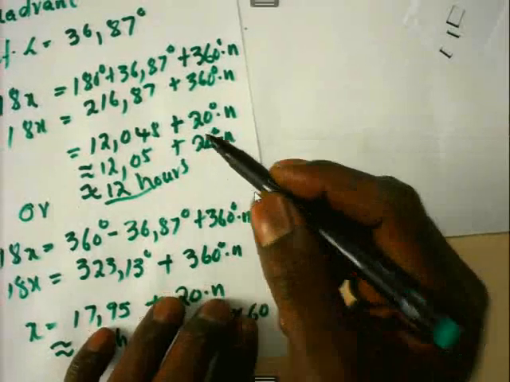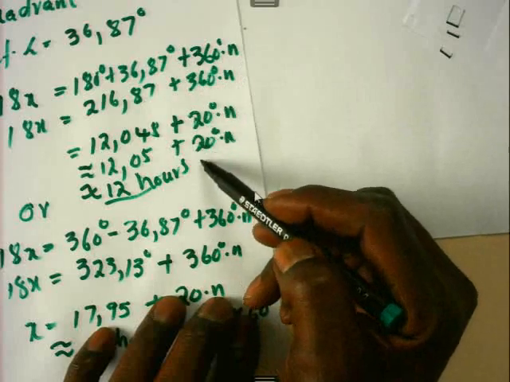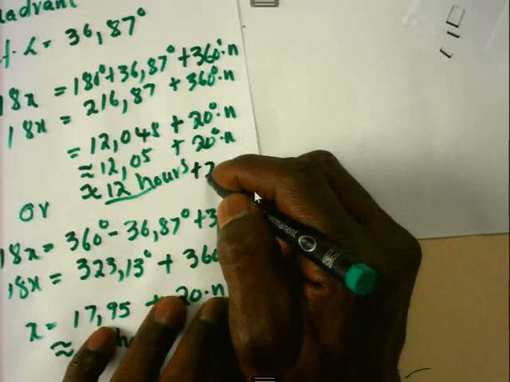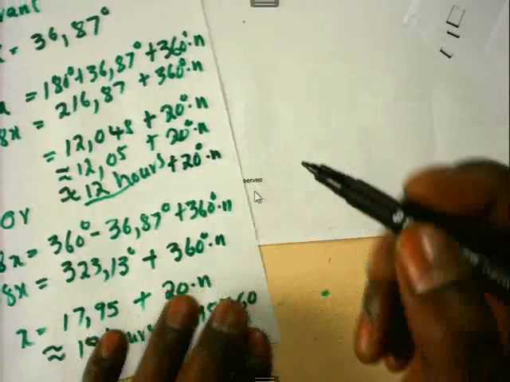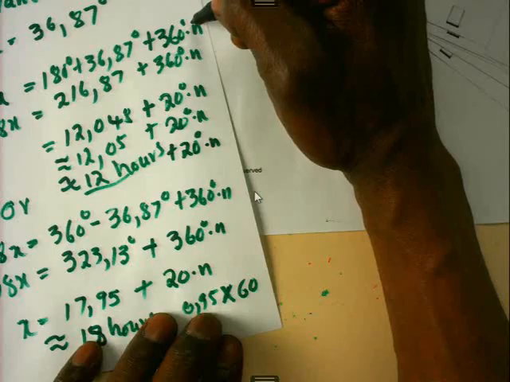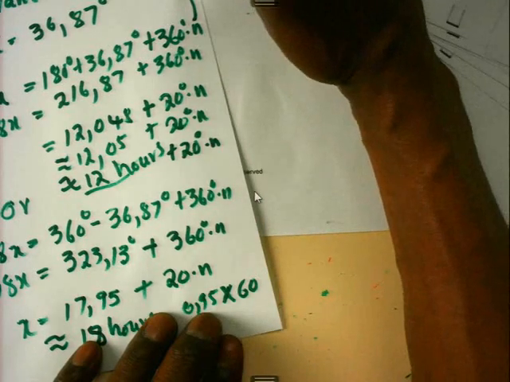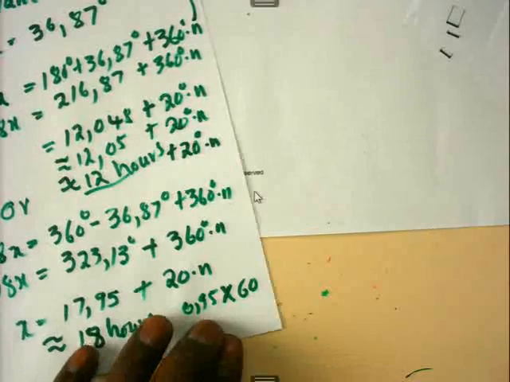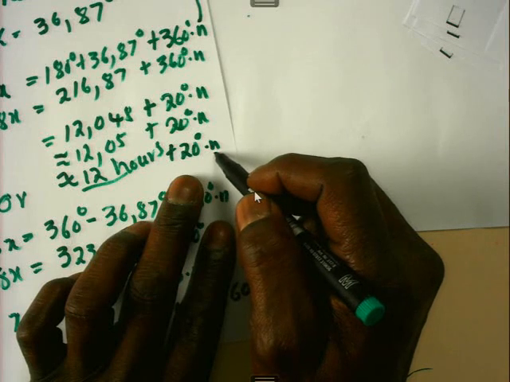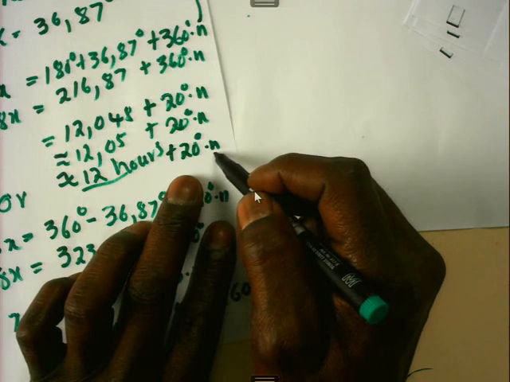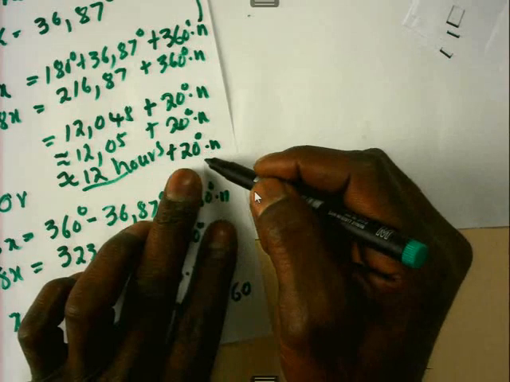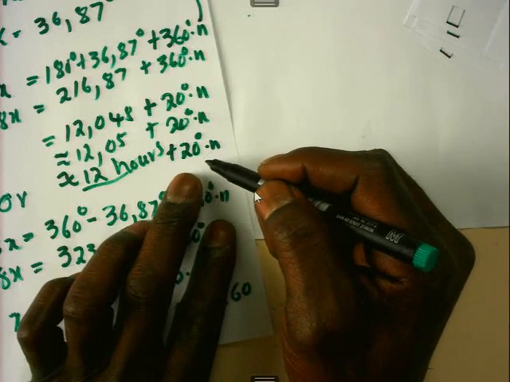So I've rectified it and added 360 degrees. I went up to this step. So I'm having 12 hours plus 20 degrees times n. Now, I go back. Remember, n must be an element of integers. In this case, n cannot be negative, because if I've got negative here plus 12, I'll get negative hours, and we don't have negative hours.